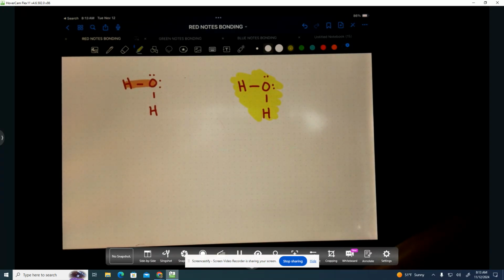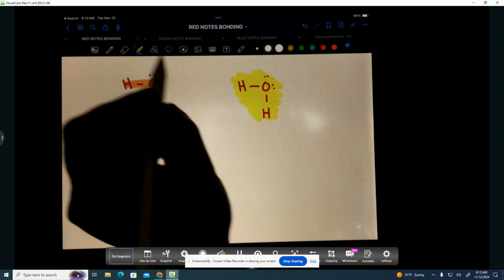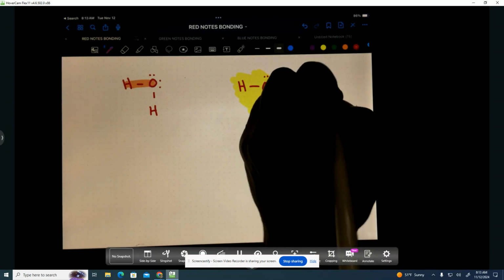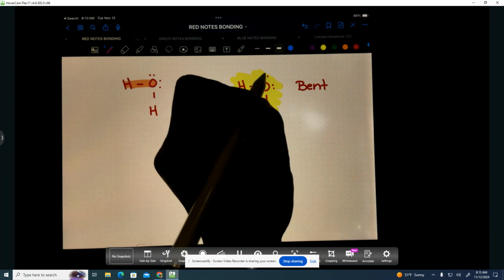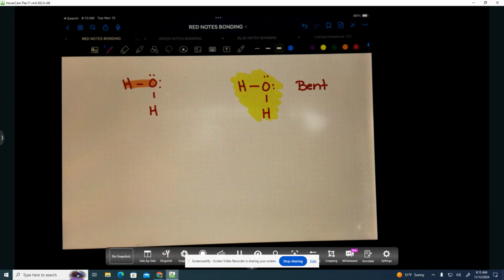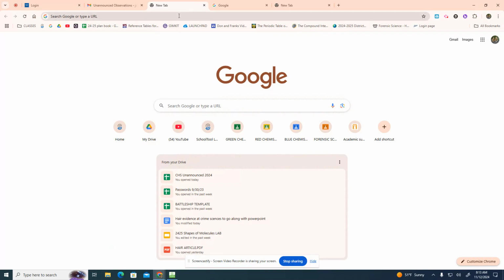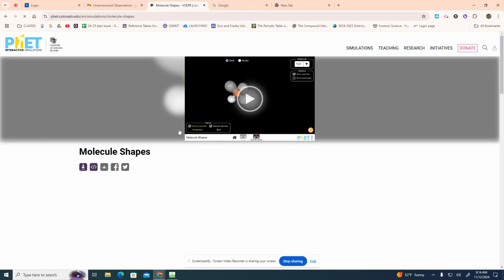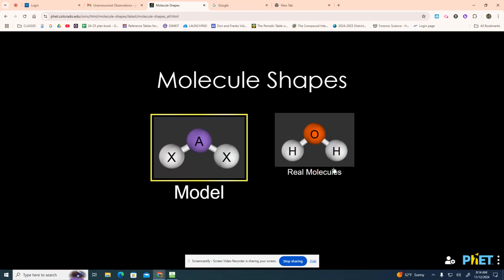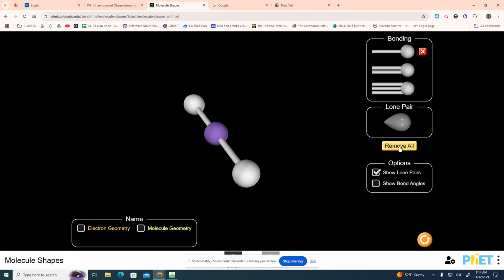Did we write down the shapes? This molecule is what we call a bent molecule. Write that down. It's bent because these two non-bonding pairs of electrons, let's pull this up. In the next couple of days you're going to be playing with this website. Let's look at this molecule. Let's clear everything. Move on.